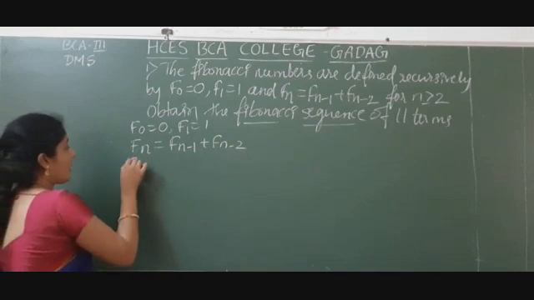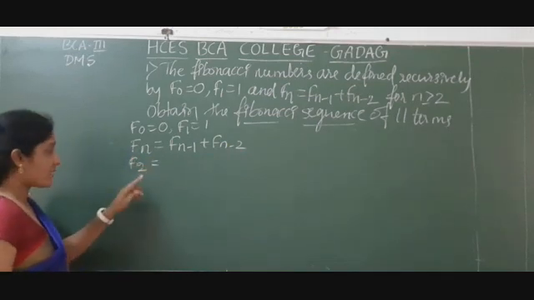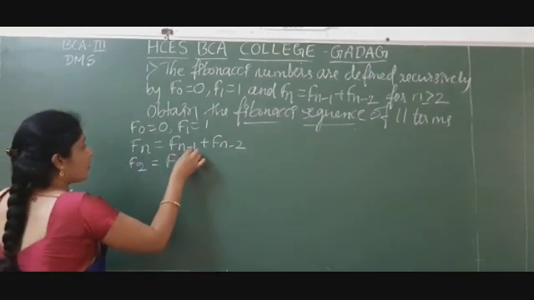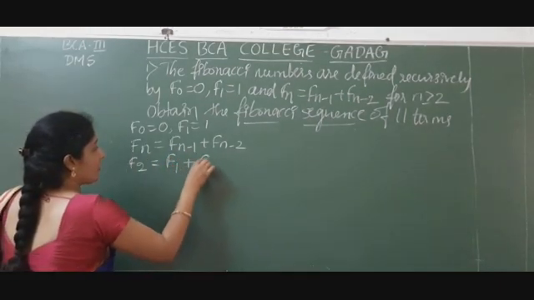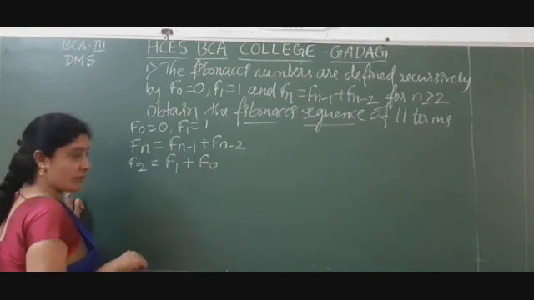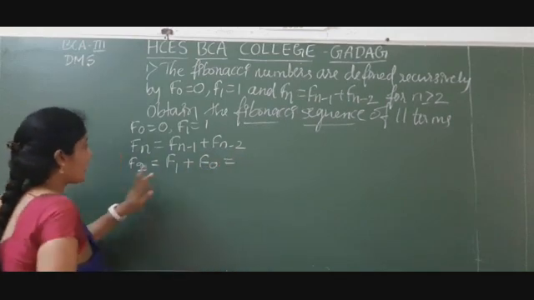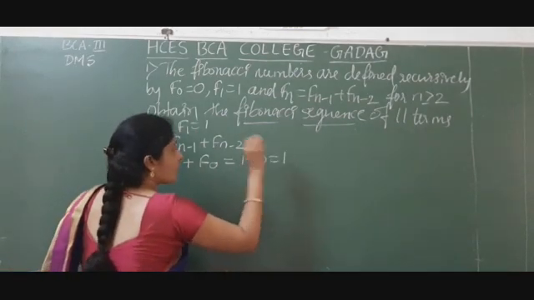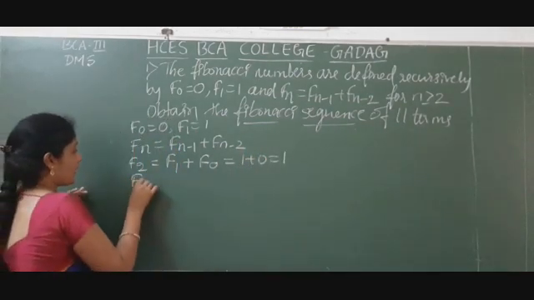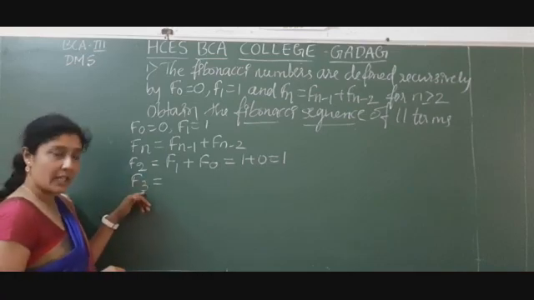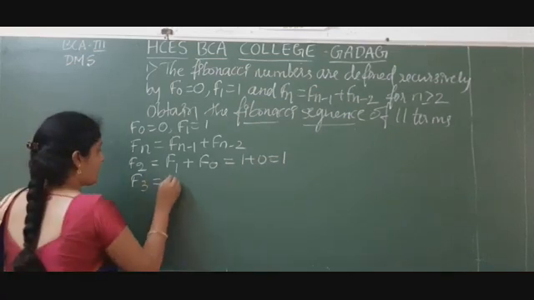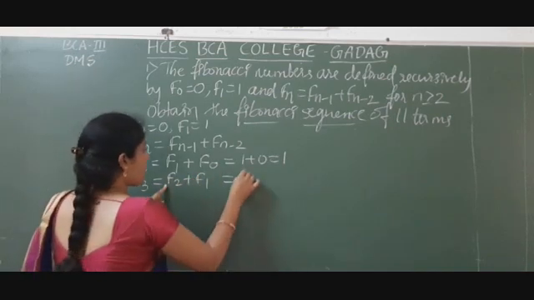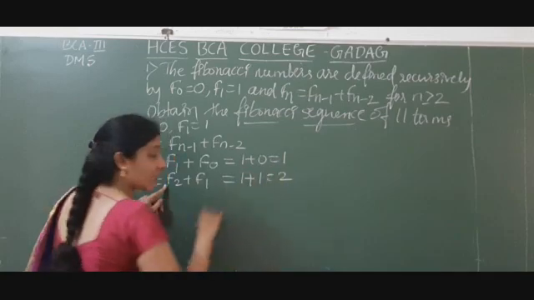Okay. So now we have to find out f2. Let us put 2 wherever there is n. So f2 minus 1 is f1, f2 minus 2 is f0. Okay. So how much is it? f1 plus f0, that is nothing but 1 plus 0, which is 1. Similarly, calculate f3. f3 will be again f2 plus f1. So f2 plus f1, which is nothing but 1 plus 1, and that is 2.